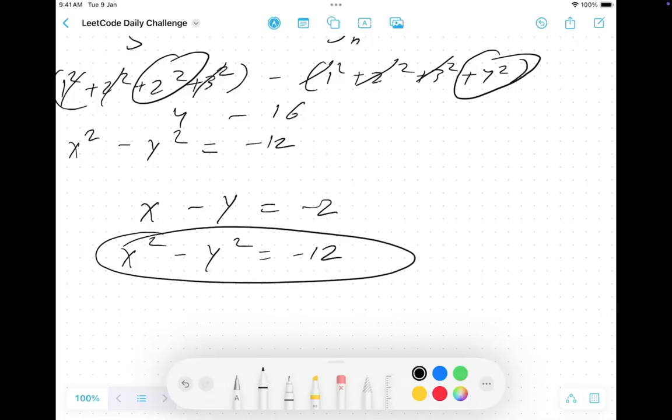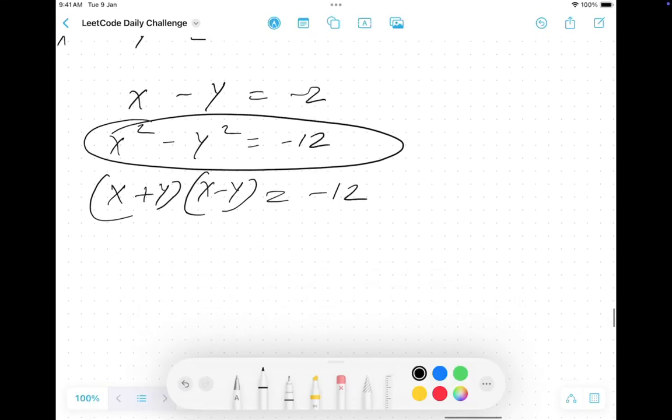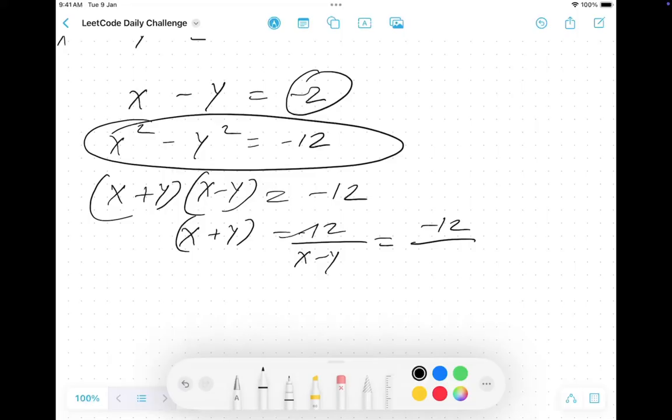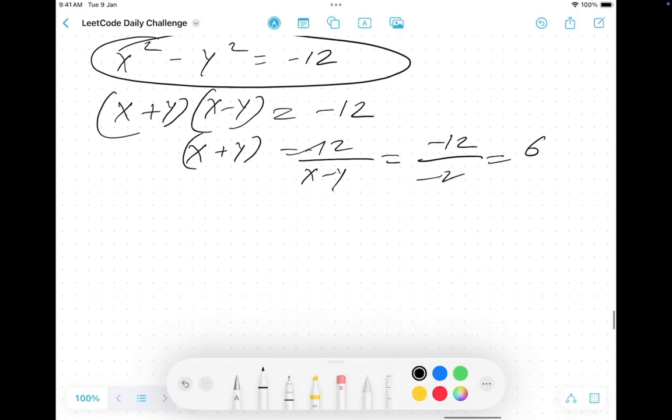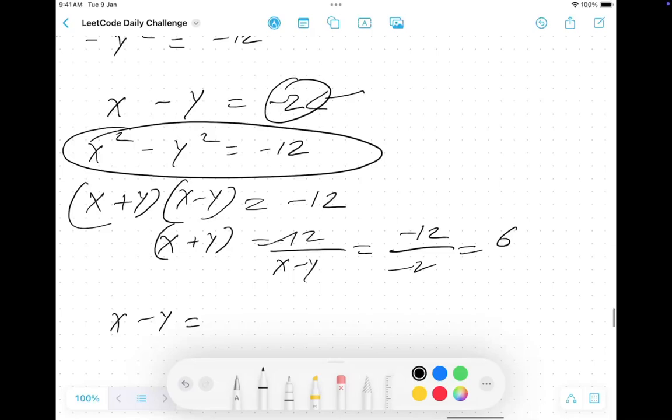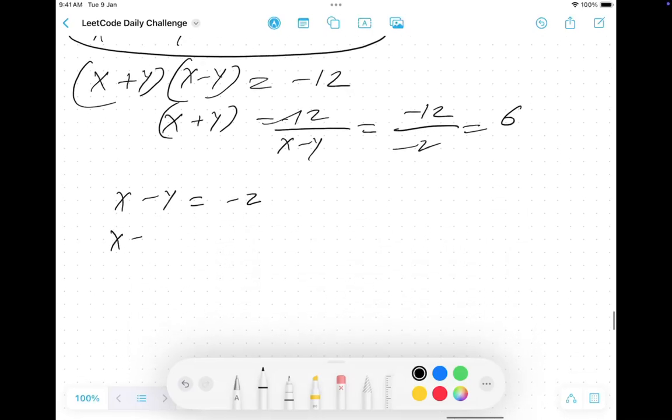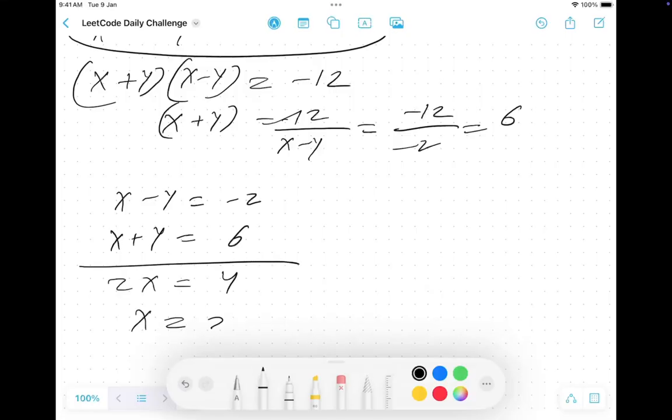So this can be written as x plus y, x minus y, which is minus 12, right? Then x plus y is equal to minus 12 by x minus y. What is x minus y? Which is minus 2. Minus 12 divided by minus 2 is equal to 6. So we know two equations, x minus y, which is minus 2, and x plus y, which is equal to 6. So we can calculate like this, which is 4, our x is 2.